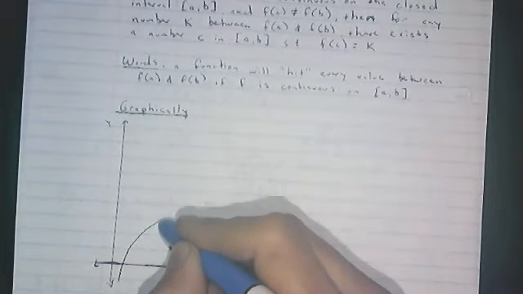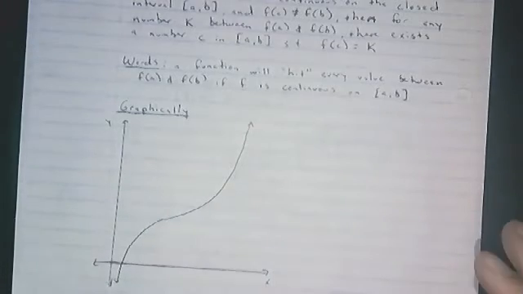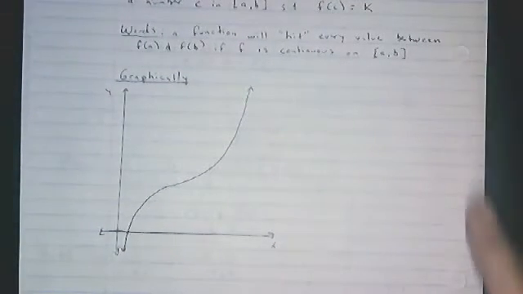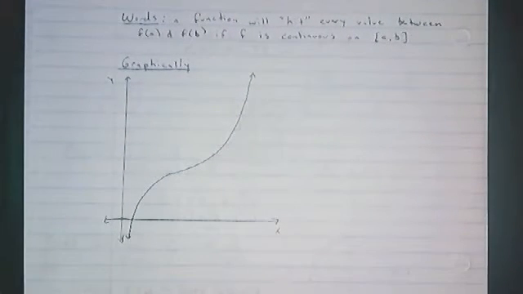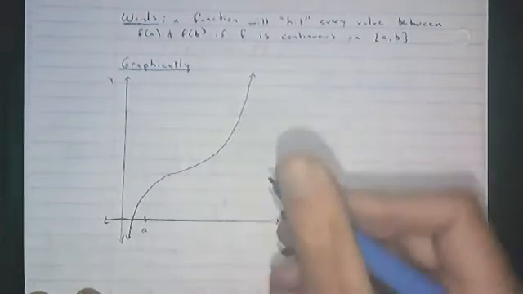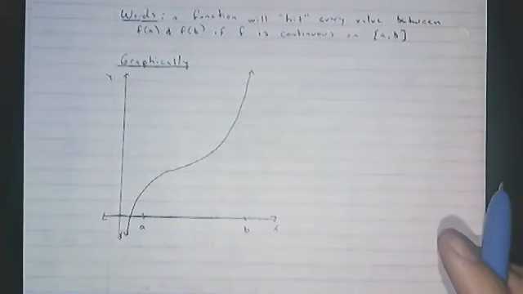Okay, and let's just draw our curve to look kind of cubic-y. Something like that. And so we can choose some interval along the x-axis that we'll call A to B. There's an interval.